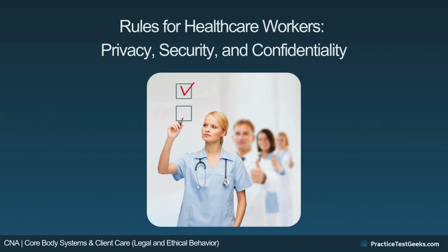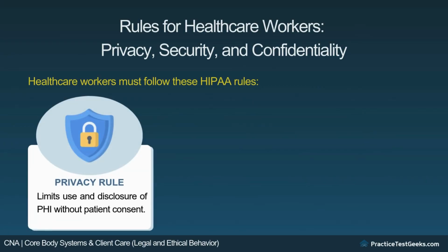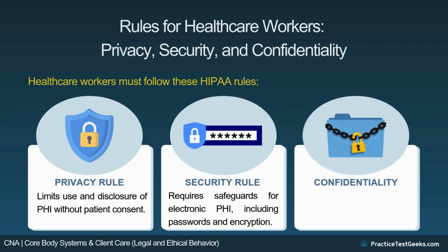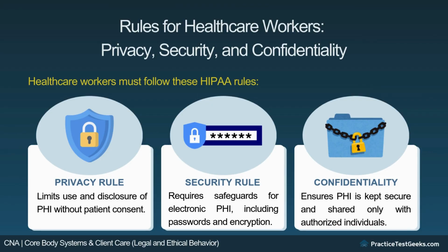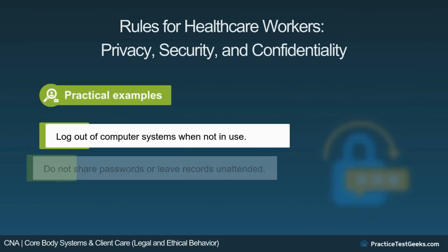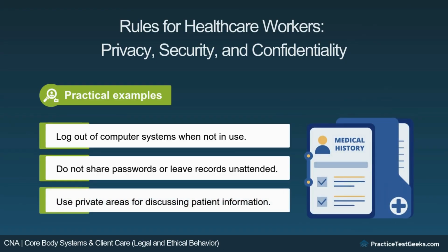Rules for healthcare workers: privacy, security, and confidentiality. Healthcare workers must follow these HIPAA rules. Privacy rule: limits use and disclosure of PHI without patient consent. Security rule: requires safeguards for electronic PHI, including passwords and encryption. Confidentiality: ensures PHI is kept secure and shared only with authorized individuals. Practical examples: log out of computer systems when not in use. Do not share passwords or leave records unattended. Use private areas for discussing patient information.